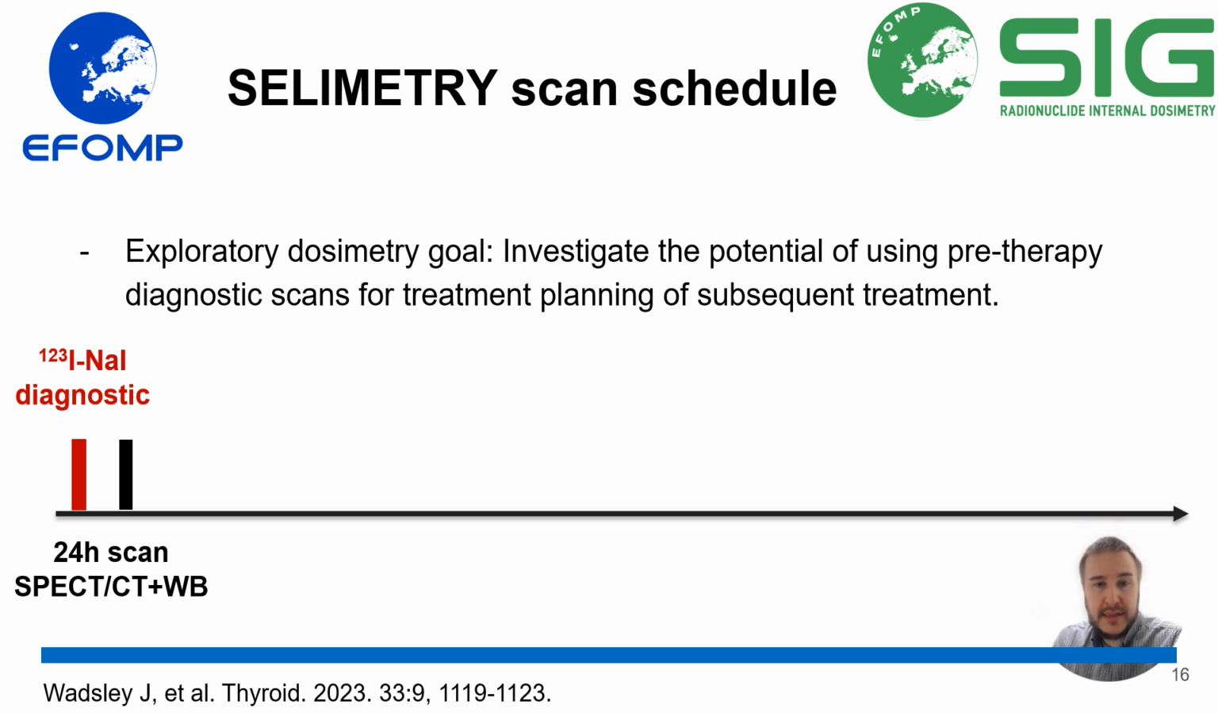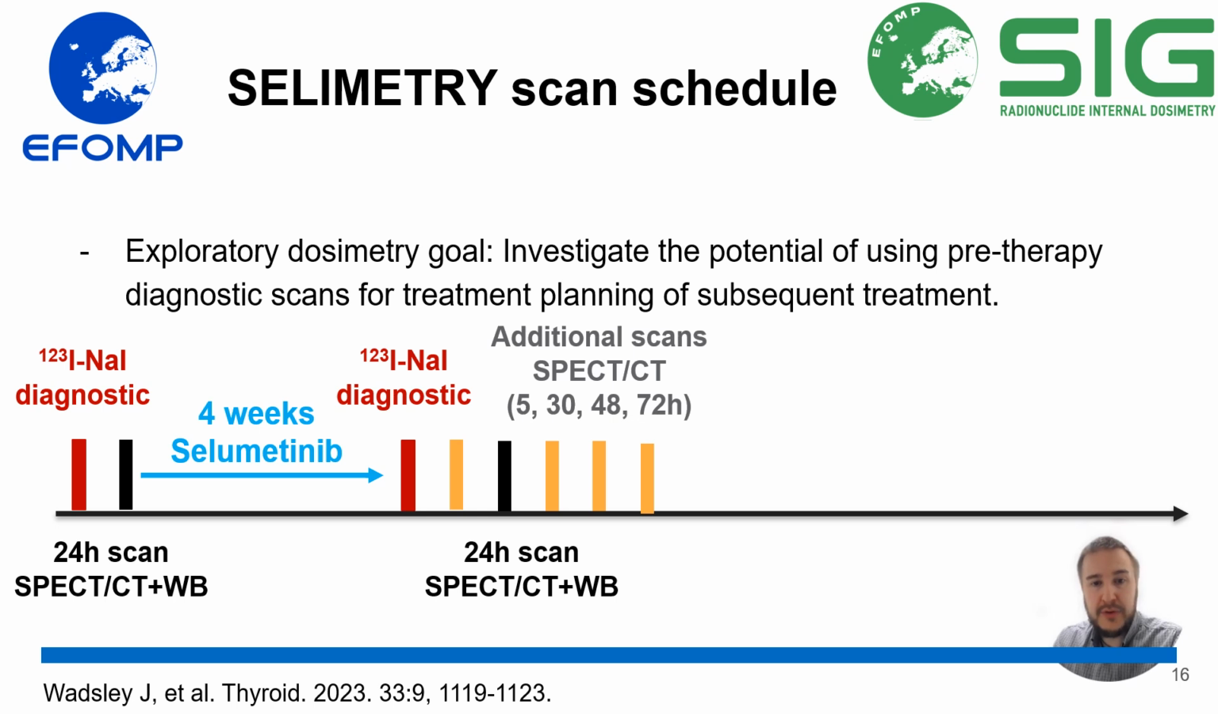This patient in the study had a quite intensive imaging schedule. They started off with an I-123 scan just to confirm that they were iodine refractory, and were then given 4 weeks of this drug that tried to resensitize them to take up iodine again. They then had a second I-123 administration, followed by a 24-hour scan that was used to compare to the baseline uptake, just to see if the selumetinib has worked.